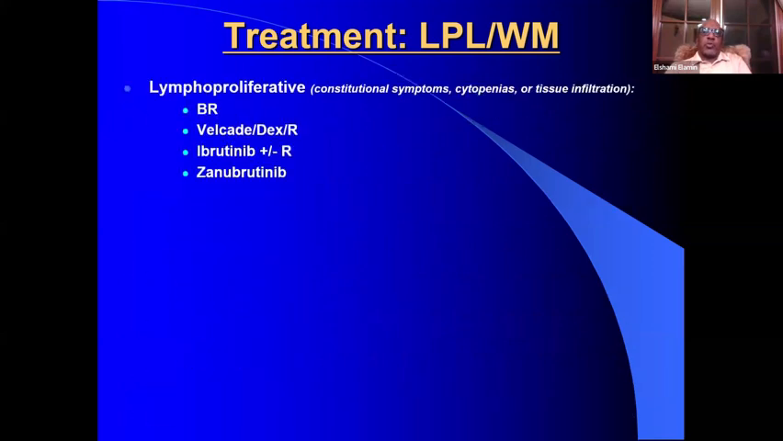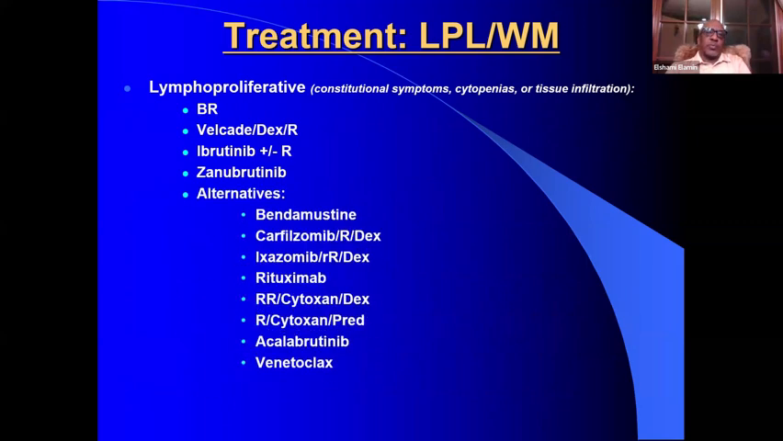So the treatment for Waldenström disease, basically, it's symptomatic. We treat them with BR, bendamustine, rituximab. Here are some options for the Waldenström. Alternatives. If a patient presents with hyperviscosity syndrome, the treatment of choice is plasmapheresis to remove the IgM.